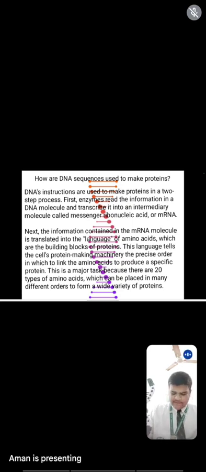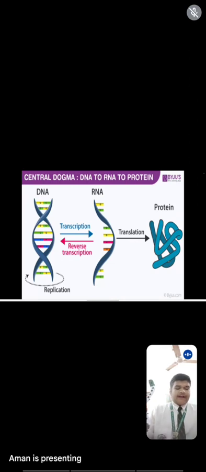This language tells the cell's protein making machinery the precise order in which to link the amino acids to produce a specific protein. This is a major task because there are 20 types of amino acids which can be placed in many different orders to form a wide variety of proteins. Central dogma: DNA to RNA to protein. These are the two processes, transcription and reverse transcription. And there's also the process of translation.